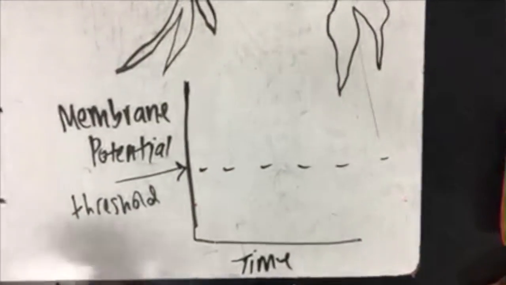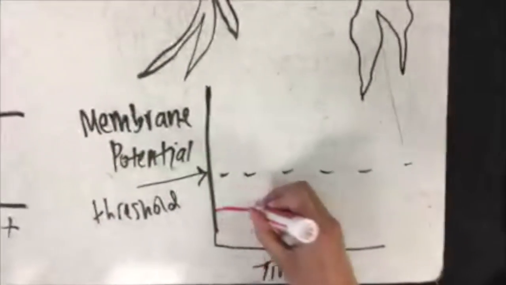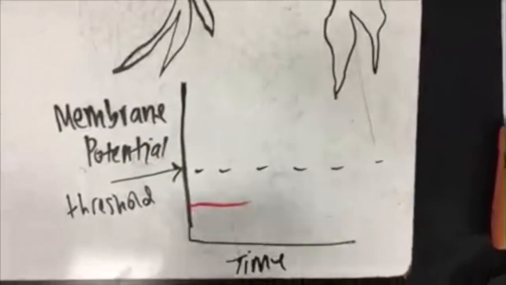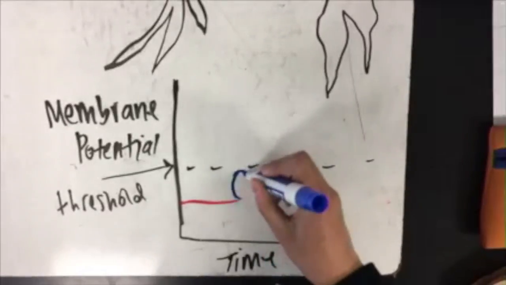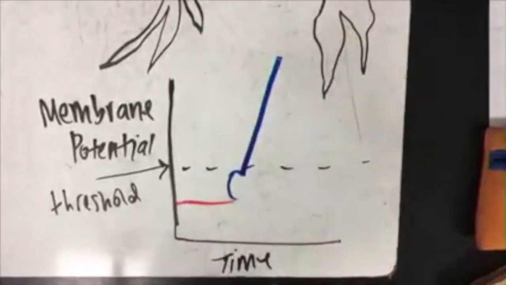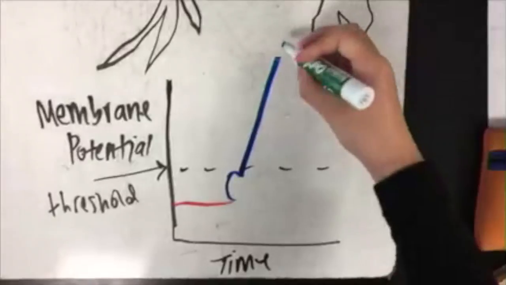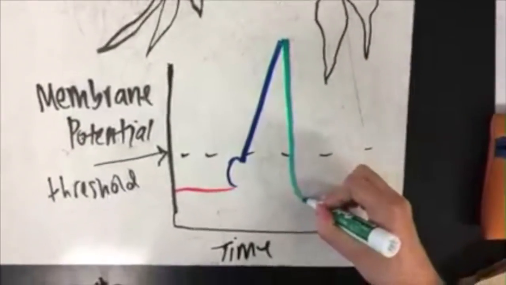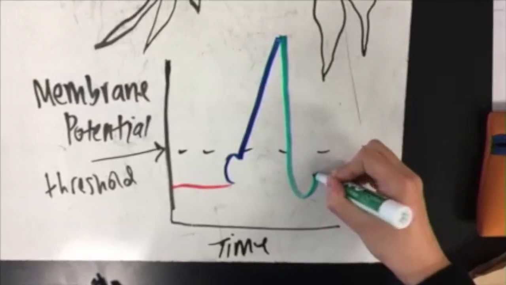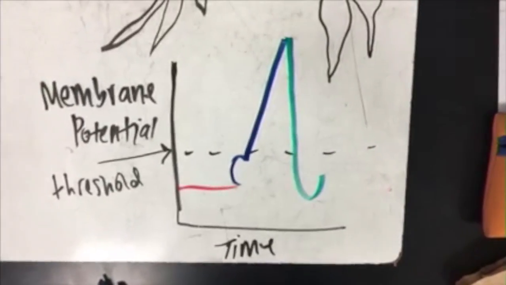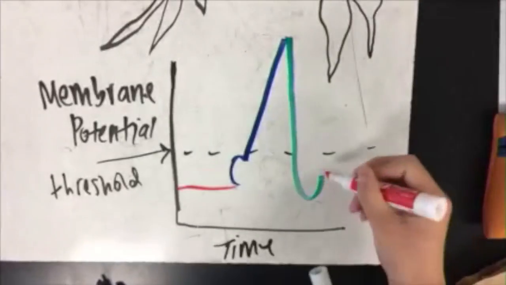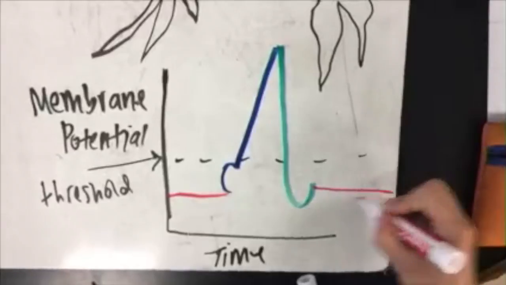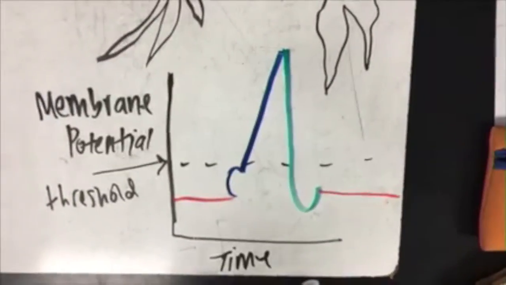Here we have a graph of membrane potential versus time for a certain point along the axon. In red here we have the resting membrane potential without any outside influence, but then when the first sodium ion channel opens, it's going to raise the membrane potential and it reaches the threshold, which will cause it to spike all the way up to positive 30. Then the potassium ion channels will open, and in green here that will cause the membrane potential to decrease, and finally it will reset back to resting potential.